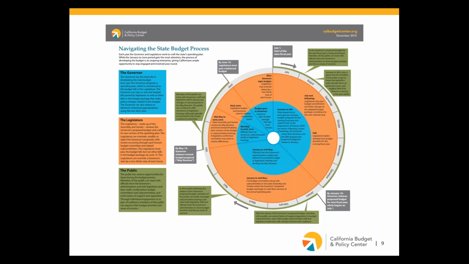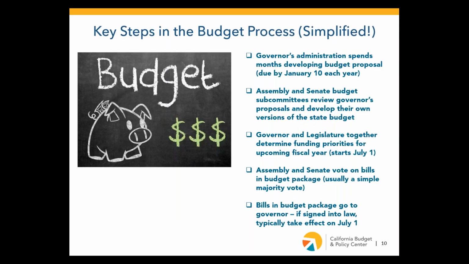So turning to the state budget process, this is the Budget Center's infographic that lays out the state budget process on a single sheet of paper. Again, not intended for you to read here. Obviously, the font's very small. I just wanted to point out that we've made an attempt to take something relatively complicated and make it understandable. But for the purpose of my presentation today, I'm going to give you the simplified version of our state budget process, which really starts with the governor's administration.